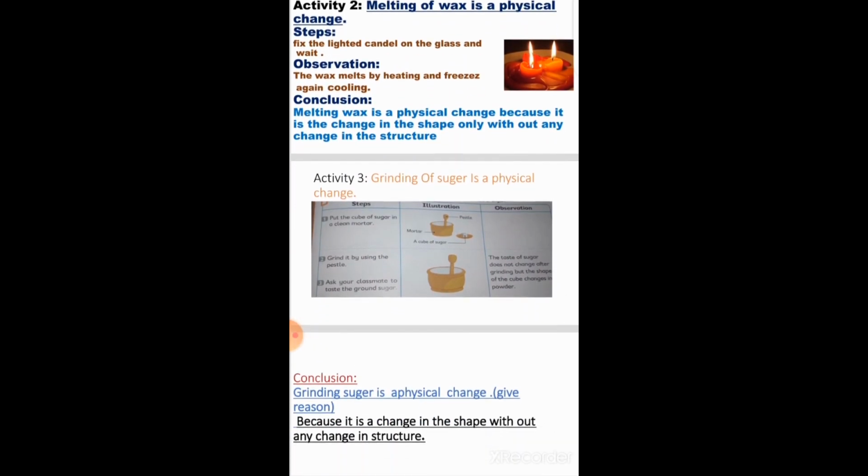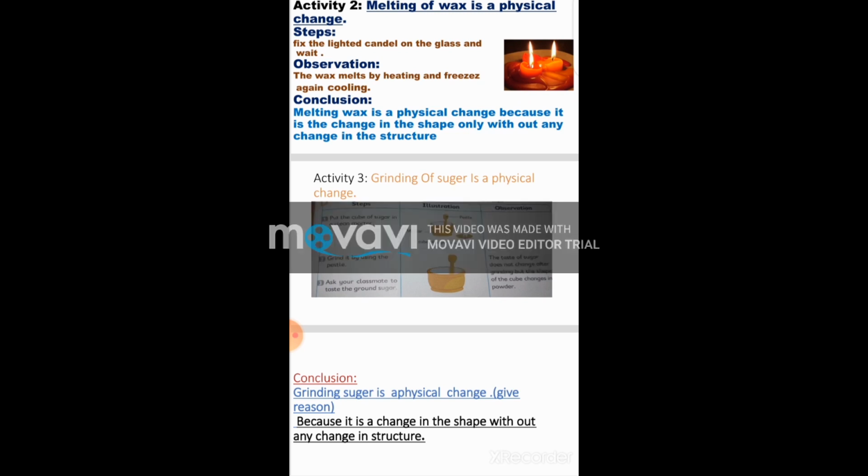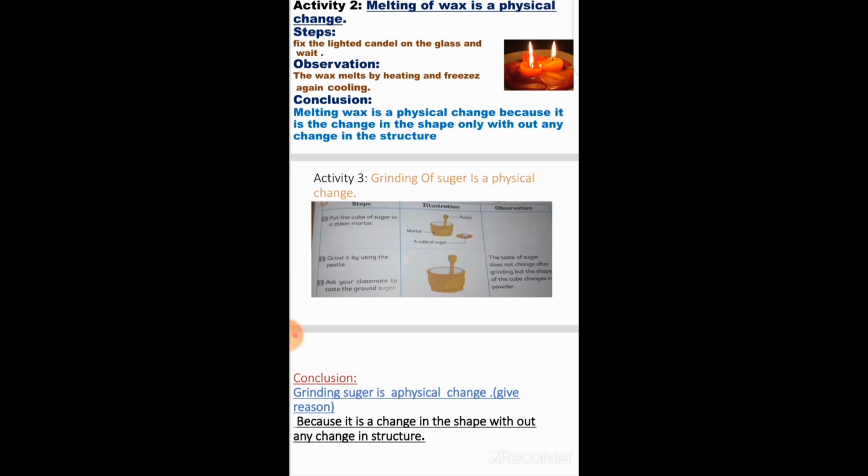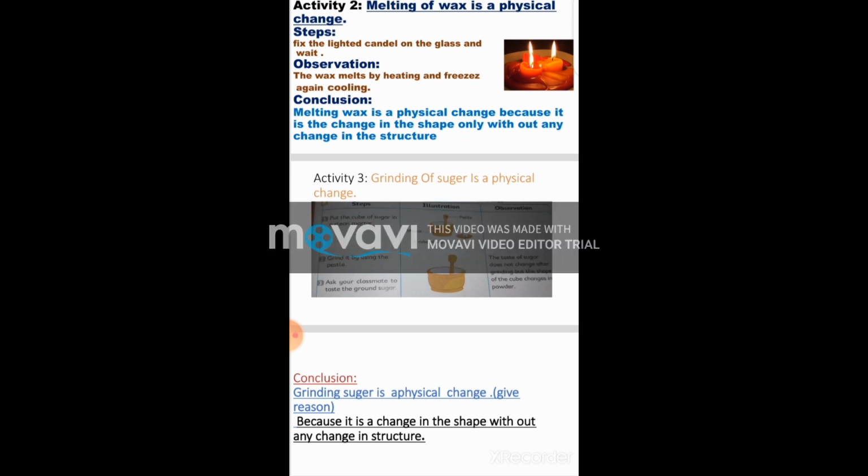Activity number 2, to show melting of wax is a physical change. Step number 1, we fix a lighted candle like this picture. Look at this picture. We fix the lighted candle on the glass space and wait a little bit. We observe the wax melts by heating, like this picture, and freezes again by cooling.